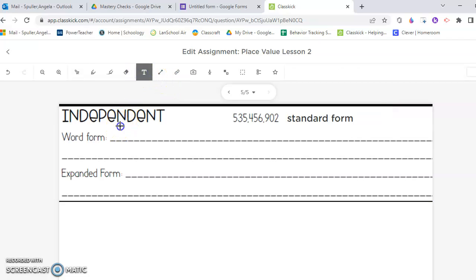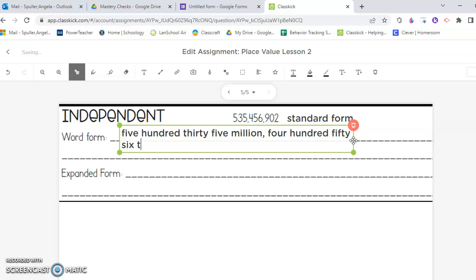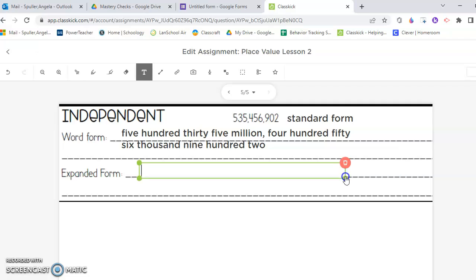Okay, word form. Let's see how this works. This is 535 million. Okay. 456,902. Okay.